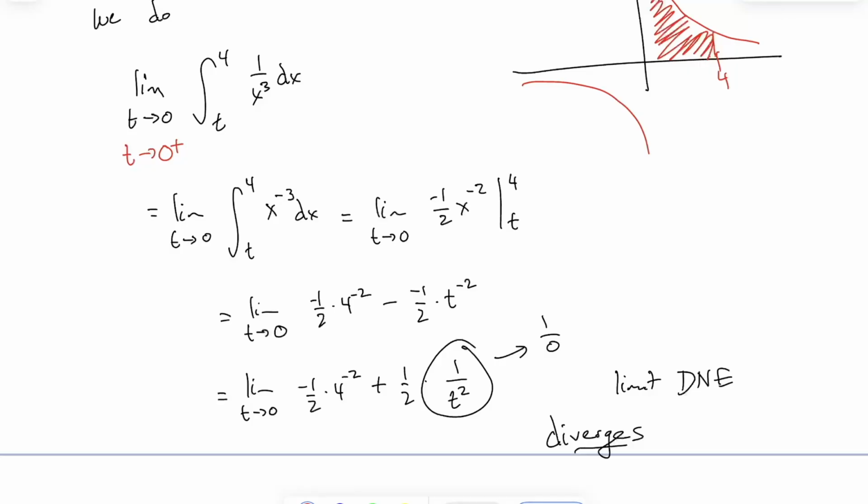Wouldn't it give you a value then, because it would be 0? It'd be 1 over 0 still. If it approached from the right, wouldn't it be 1 over infinity? No, the value that t is getting close to is 0, not infinity. Oh, yeah. It'd be like 1 over 0, which is itself like positive infinity in this case. But it diverges either way.